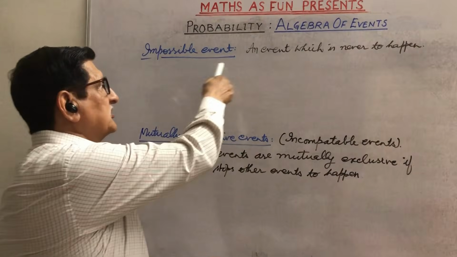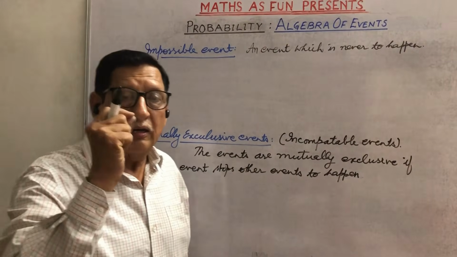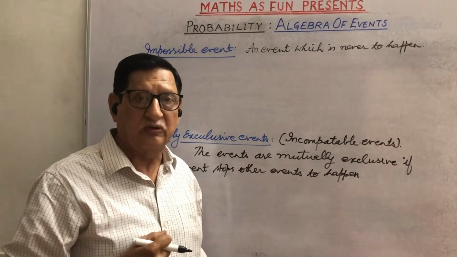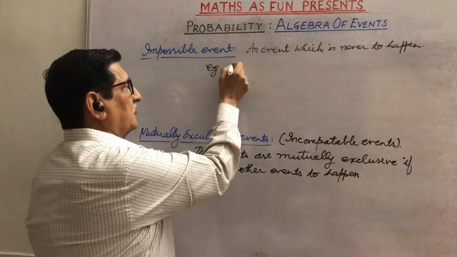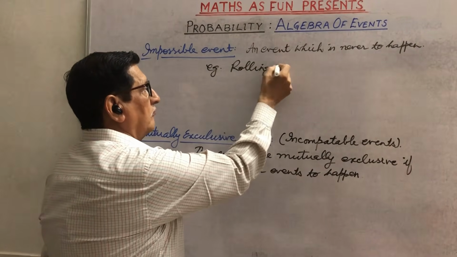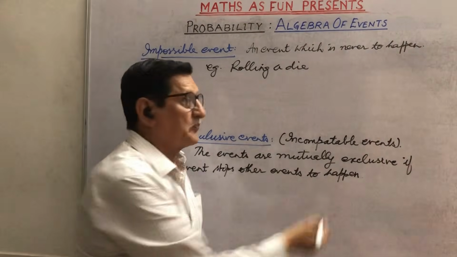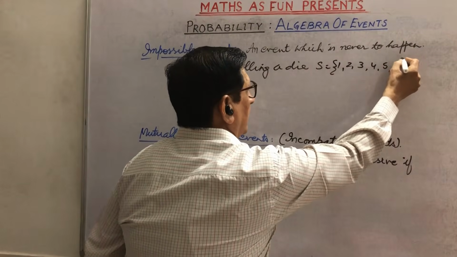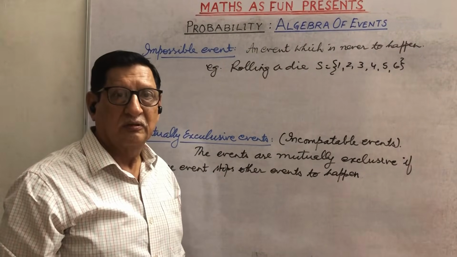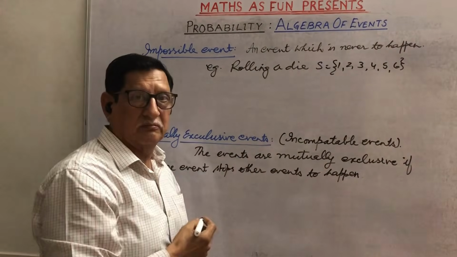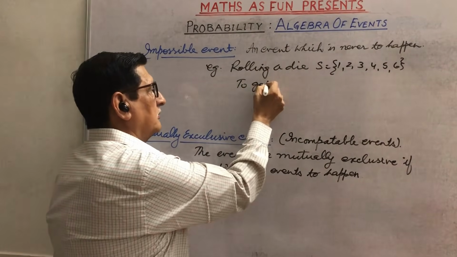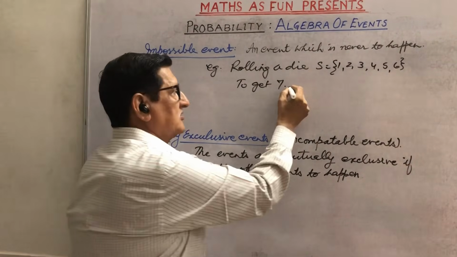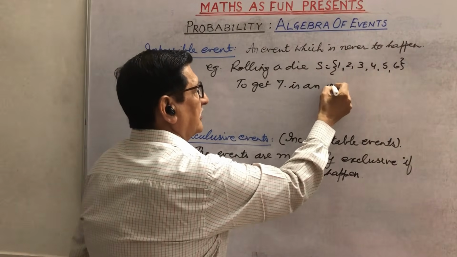Now what is an impossible event? We say an event which is never to happen, which cannot happen, is known as the impossible event. For example, suppose we roll a die. We know the sample space in such a case is 1, 2, 3, 4, 5 and 6. In case we want to get 7, is it possible? No. It is an impossible event.